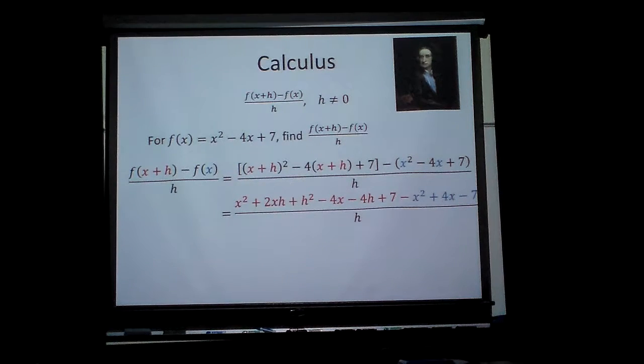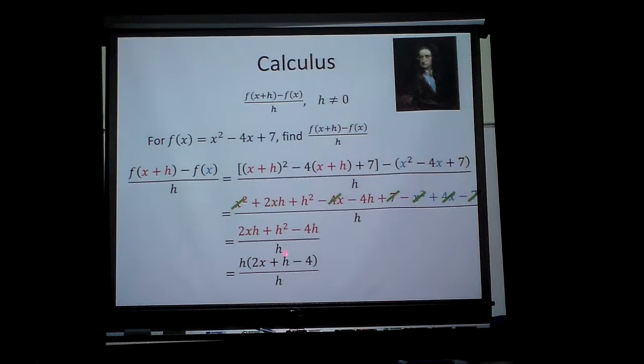And so what are you left with? 2xh plus h squared minus 4h divided by h. Well, I can take an h out of that, provided h is not 0. If I take one h out, I have 2x plus h over h minus 4. Take that h there, I can cancel them out. So I end up with 2x plus h minus 4 as our answer, which is in a sense the derivative of that particular function.